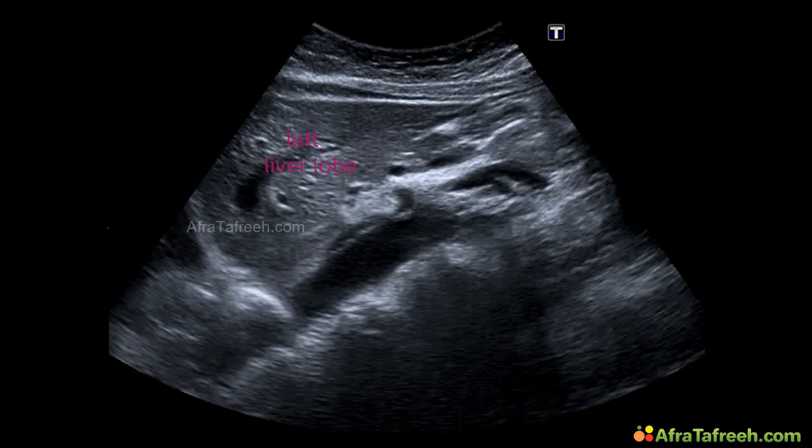Yes, and there is a new structure over here. I'm sure you can guess what this is. It's the aorta. Yes. In front of the lumbar vertebra over here. Beautiful picture. So let's get on.